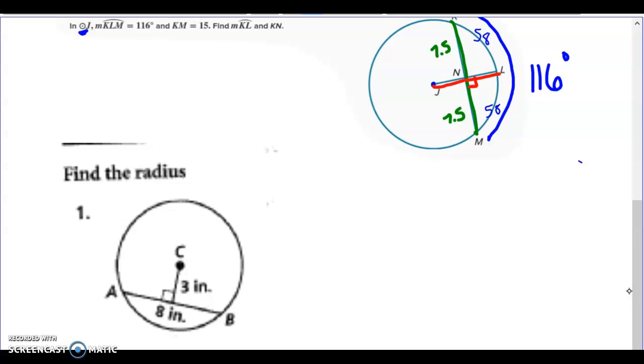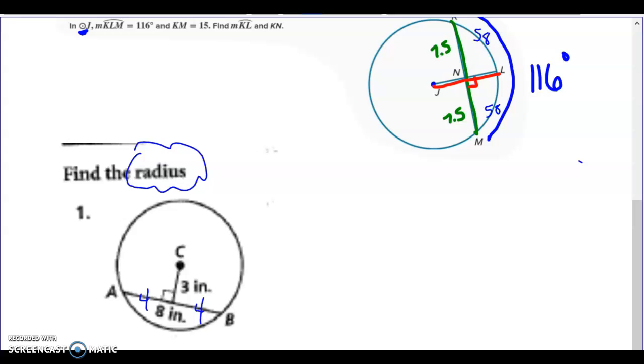All right, another one down here. This one is not showing the entire radius, but this little piece here is perpendicular to chord AB. Since it's perpendicular, AB gets cut into two equal pieces. So this piece would be 4 and this piece would be 4. Now we wanted to find the radius.